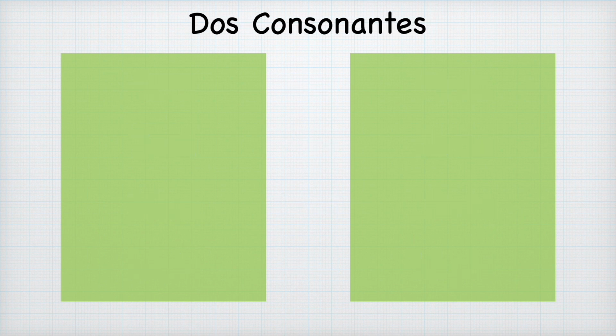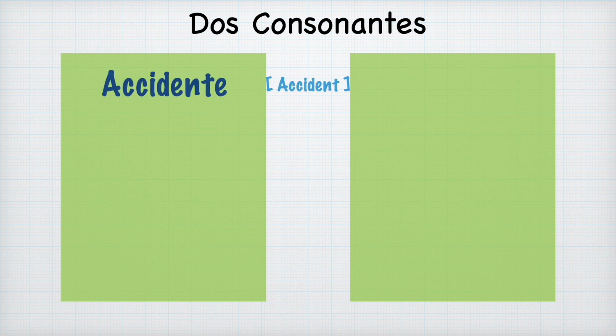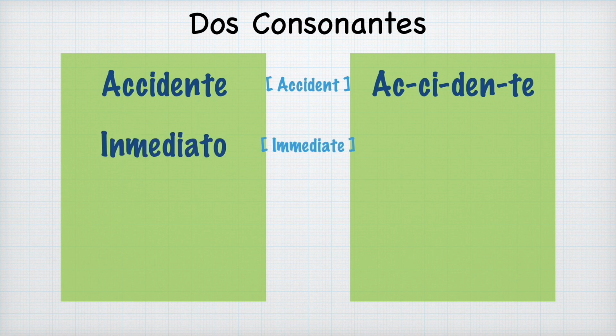We also have a structure when we have 2 consonants, and when they occur together, one letter belongs to one syllable and the other belongs to the next syllable, as in these examples. Accidente, accidente. You can see the letter C is divided. One goes with the letter A and one goes with the letter I. We also have inmediato, inmediato. The N stays with the letter I, the M goes with the letter E.